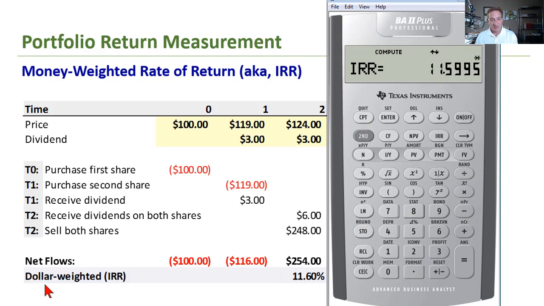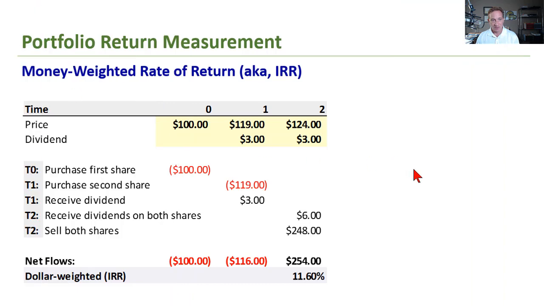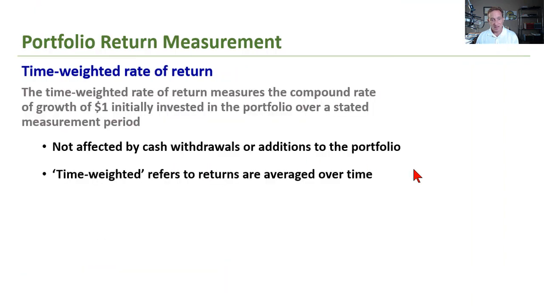And you may have noticed there's a synonym. Money weighted return is a synonym for dollar weighted return, and my 11.5995 is the same as what I've rounded here in my Excel exhibit, which is 11.6%. So we've got the money weighted return correctly specified, and then we'll look at the time weighted return.